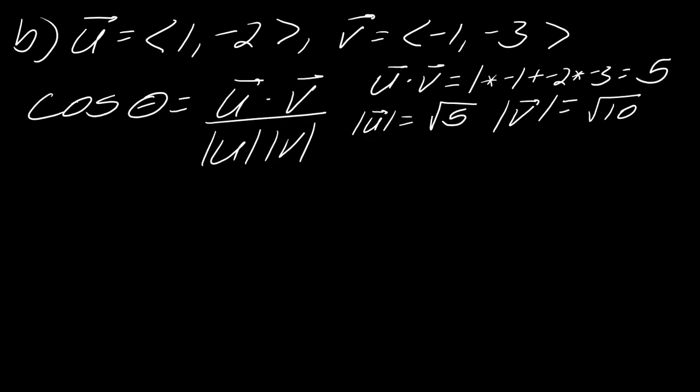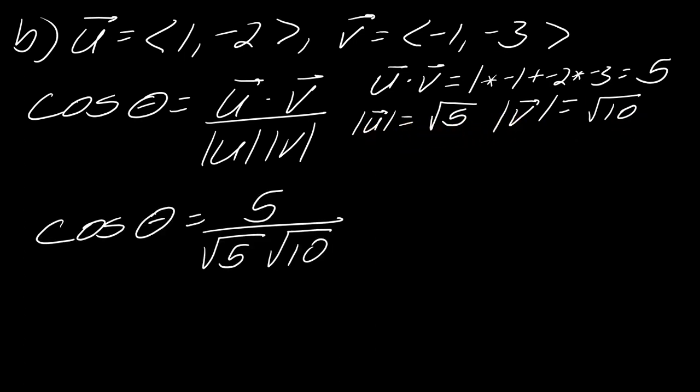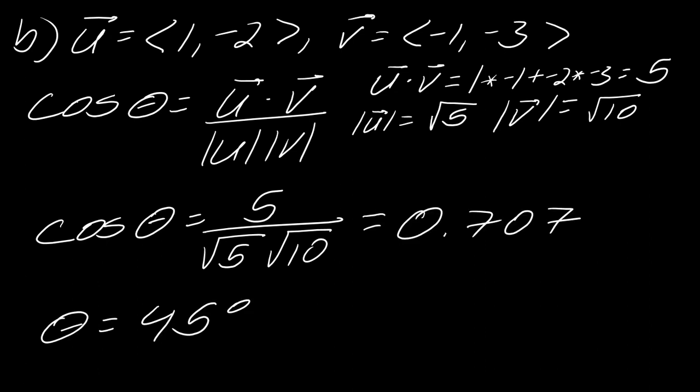Okay, so once again, I'm going to use this formula here. I've just got all my work here. So here's the dot product. The dot product between them was 5. The magnitude of u was the square root of 5, and the magnitude of v was the square root of 10. So if I plug all of that good stuff in, I will get 0.707. And if I take the inverse cosine of that, I got 45 degrees.